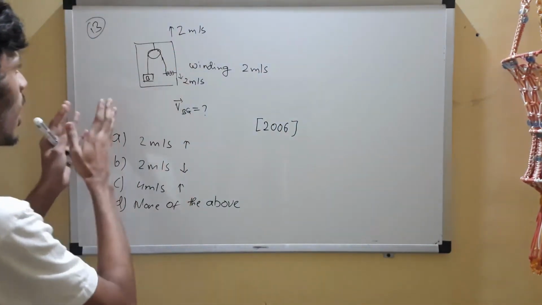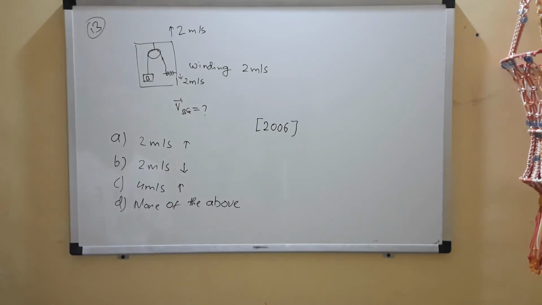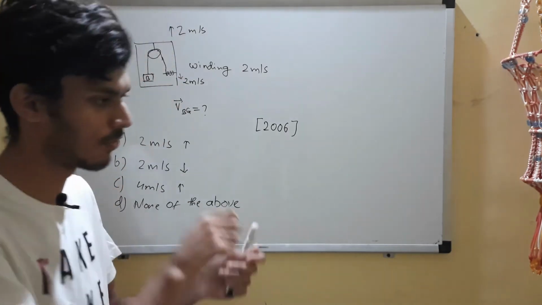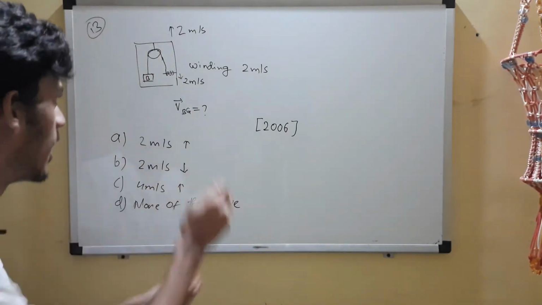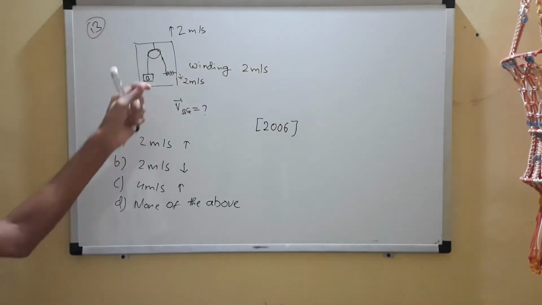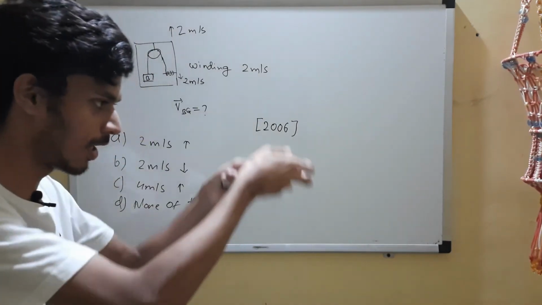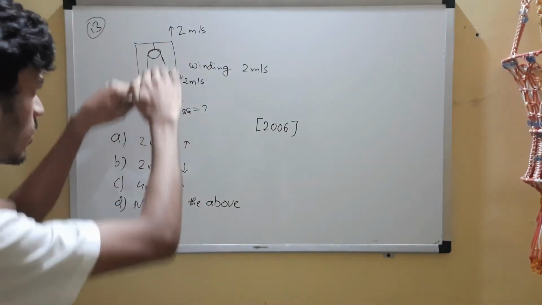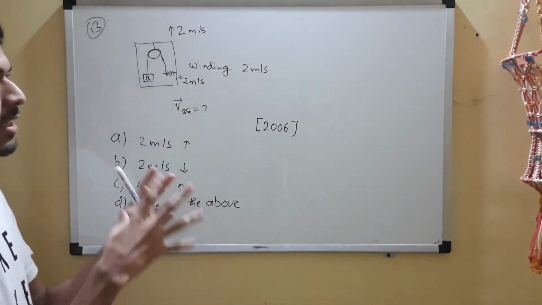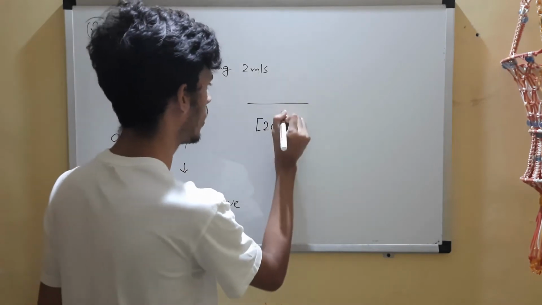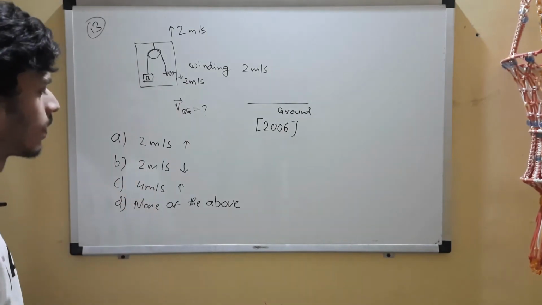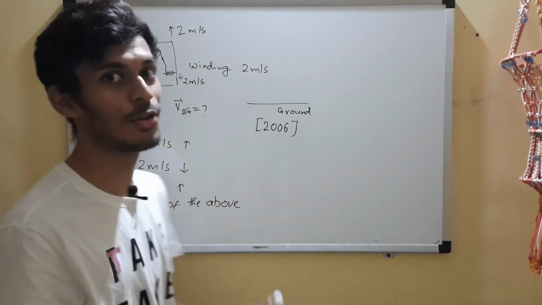In this question you have a lift which is moving up with a speed of 2 meters per second. Now in the lift you have a block attached to a rod. This rod is first of all winding up that string, coiling it, with a speed of 2 meters per second. Also that rod is itself going down with a velocity of 2 meters per second. You are supposed to comment what is the velocity of B as seen by the ground. From the ground, what is the velocity of B? Quite a simple question if you can imagine it.